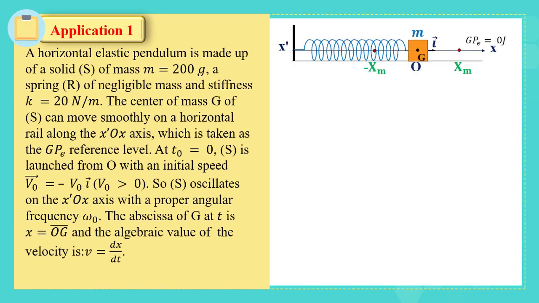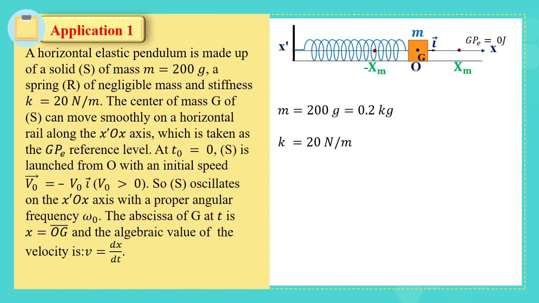The question says, a horizontal elastic pendulum is made up of a solid S of mass m equals 100 grams, which is 0.1 kilograms, a spring R of negligible mass and stiffness k equals 20 newtons per meter. The center of mass G of S can move smoothly on a horizontal rail along the x'x axis, which is taken as the gravitational potential energy reference level.